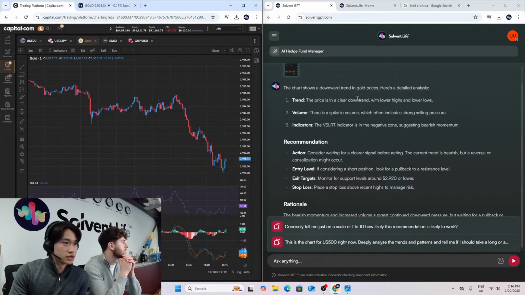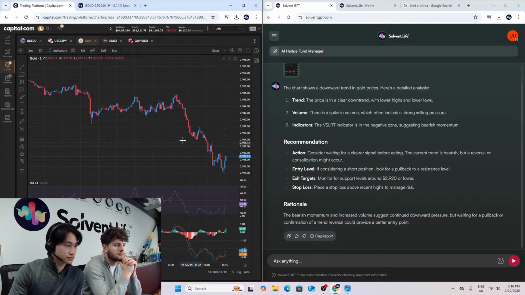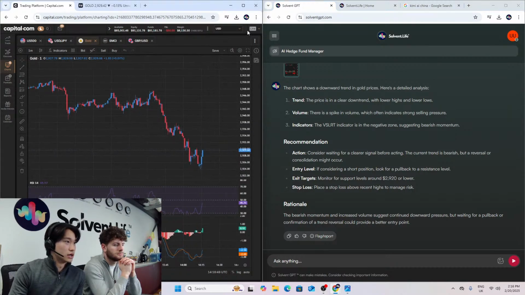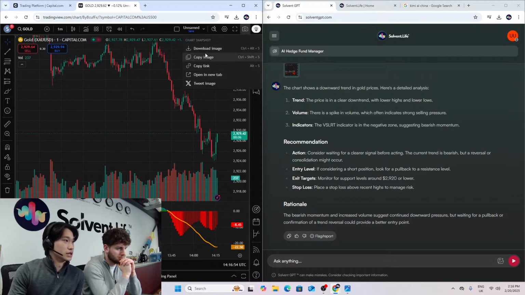Trend is clear downtrend. Action: consider waiting for a clear signal, but a reversal or consolidation might occur. Look for a pullback. Exit targets. Okay, so it's saying that there's likely a reversal or consolidation here. Let's update it again.